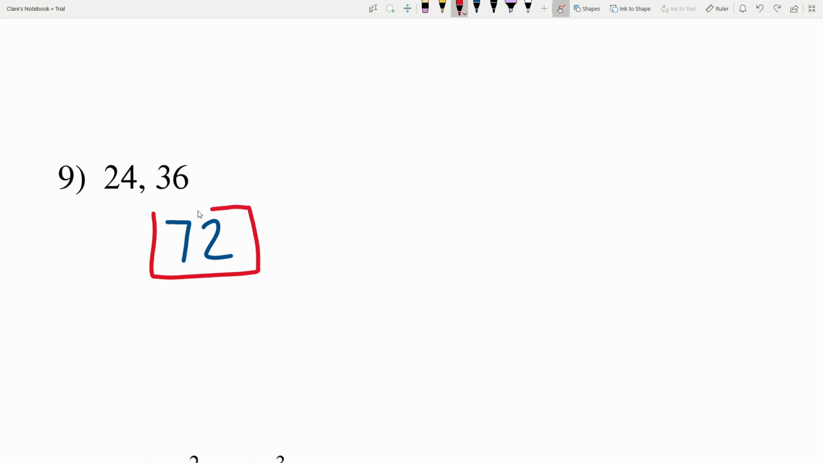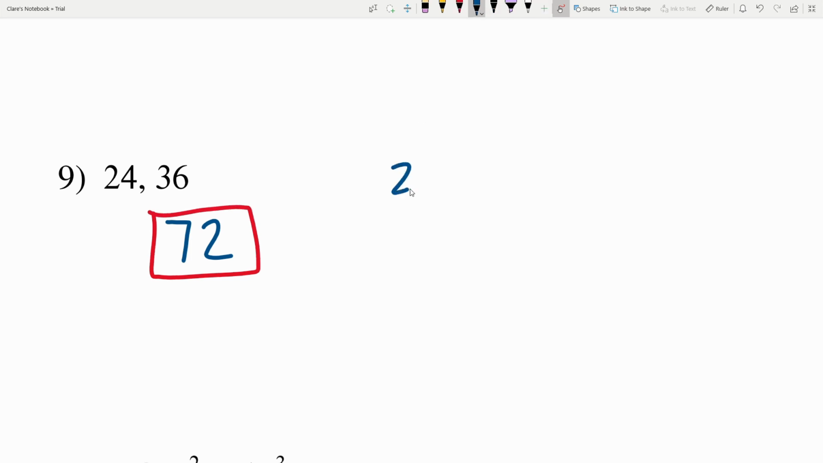Now in number 9, we have 24 and 36 this time. Kind of similar to number 7, where we had 24 and 32, but this time we have 24 and 36. So 24 doesn't go into 36, but let's see the multiples of 36. 36 times 1 is 36. 36 times 2 would be 72. And 24 times 3 gives us 72. So 72 is our least common multiple in number 9.